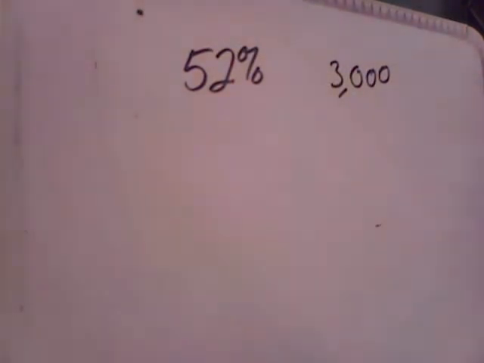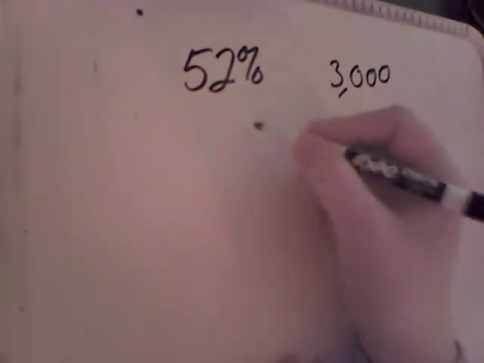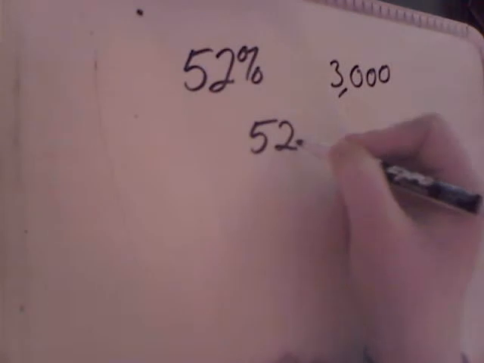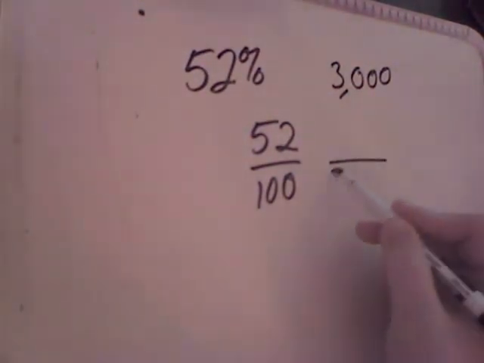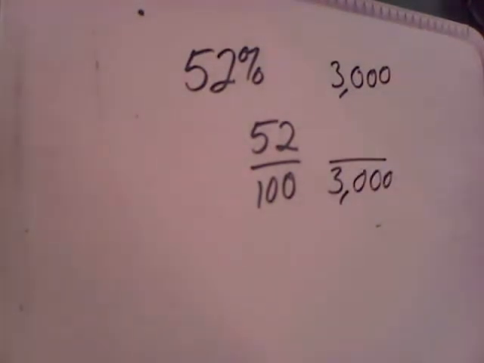To figure this problem out, you need to use a proportion. 52% would be the same thing as 52 out of 100, because percent means out of 100. That means that for every 100 people, 52 of them would want pepperoni pizza. But what happens when there are 3,000 people? How many people will want pizza then? To solve this problem, we're going to cross multiply and divide.